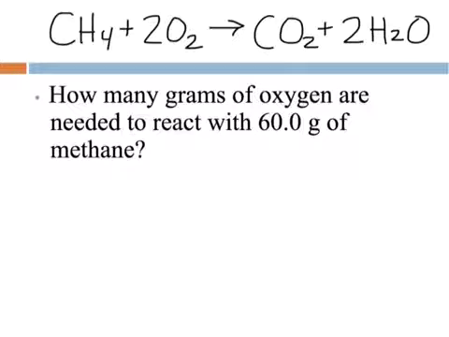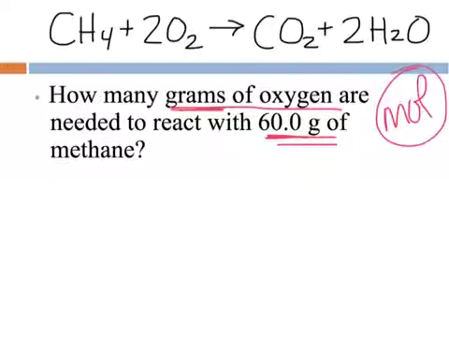Almost done. This problem has to do with methane reacting with oxygen to produce CO2 and water. This is a combustion reaction. It wants to know how many grams of oxygen are needed to react with 60 grams of methane. So go ahead and look at that chart on the back of your periodic table. If we go from grams to grams, you need to make sure you go through the mole first. Okay, all roads lead through the mole. Start with what I know. I have 60 grams of methane.